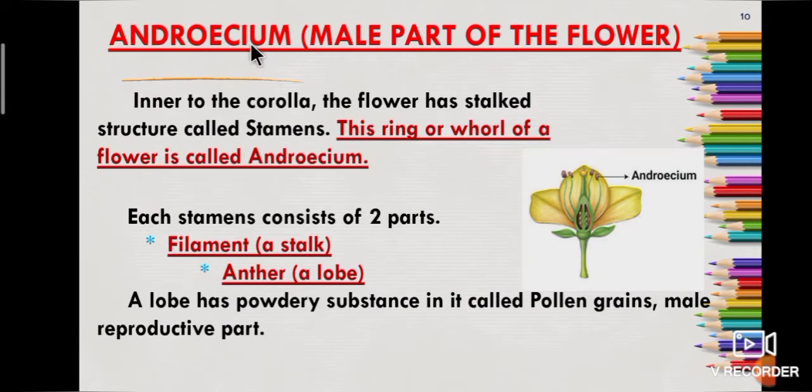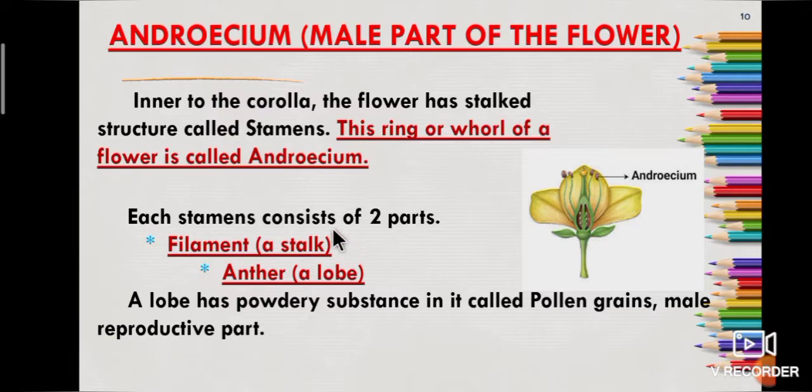Next, androecium, that is the male part of the flower. Inner to the corolla, the flower has stalked structures called stamens. This ring of stamens in your flower is called androecium.